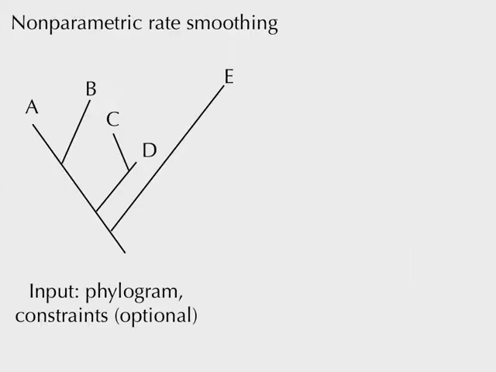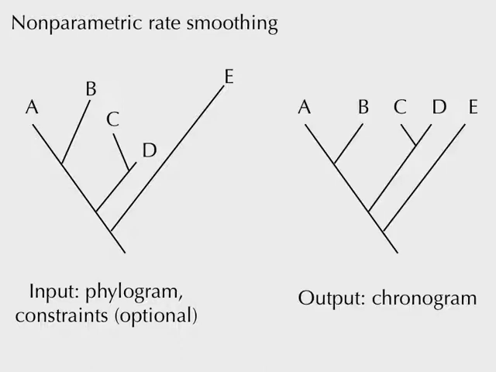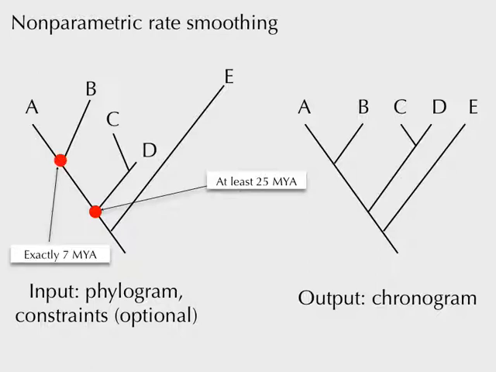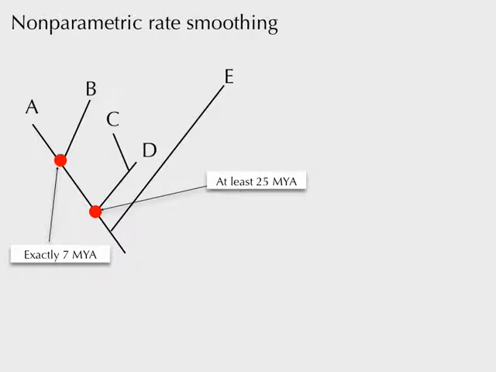The input for this is not the raw data, but this phylogram, and then constraints as well, such as the age of the fossils and things like that. The output is a chronogram. The constraints are things like at least 25 million years old for that age, exactly 7 million years old for that age. And then what you can imagine is a different rate on every branch.